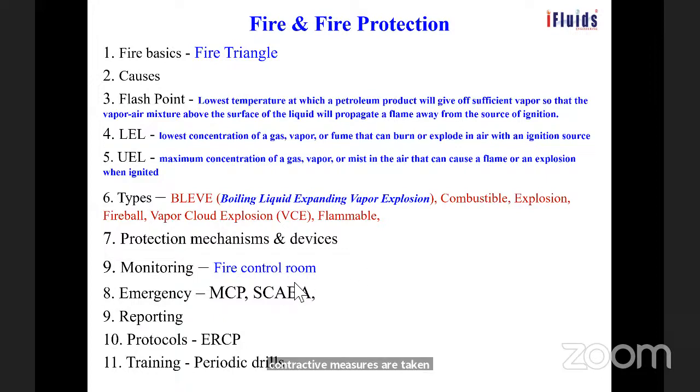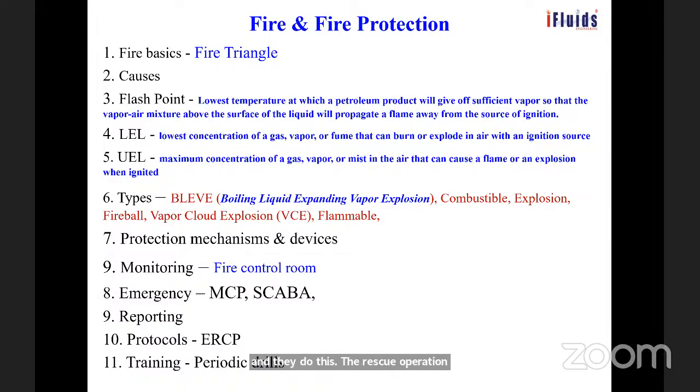The fire can be of different types: BLEVE, boiling liquid expanding vapor explosion, or combustible explosion, fireball, fire cloud explosion, or flammable. So there are different varieties of fires. Each one has to be handled differently, in the standard way. There are a number of protection mechanisms and devices. Inside the plant, you will see hydrants, then hoses, then fighting nozzles. Plus, there is a regular fire station. The operators are trained, and they do the mock drill.